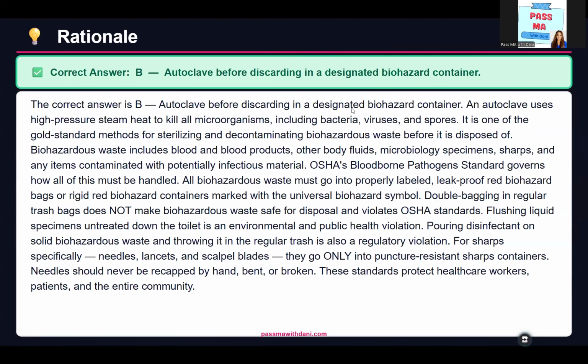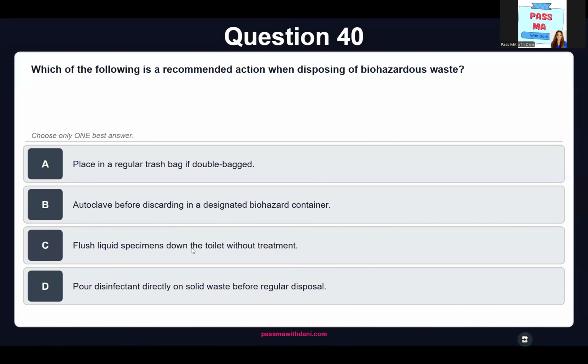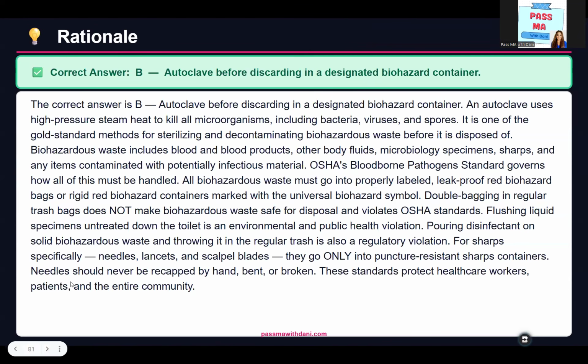If you said B, autoclave before discarding in a designated biohazard container, let me go back to this one real quick because I think I might have looked at that one wrong. All right, the answer is not B. Okay, this one absolutely 100% is a typo on here. Oh no, I was thinking of biohazard container.